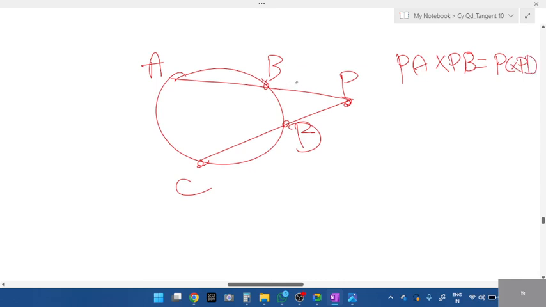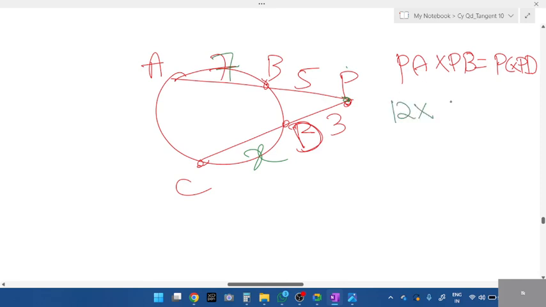Okay, if PB is 5 centimeter and this is 7 centimeter, then this is 3 centimeter. What is the value of CD? How do you find the value of CD, students? Applying this formula. All of you will respond. What is PA? What is the total value of PA? Should I take 7 or 7 plus 5? 7 plus 5 is 12.